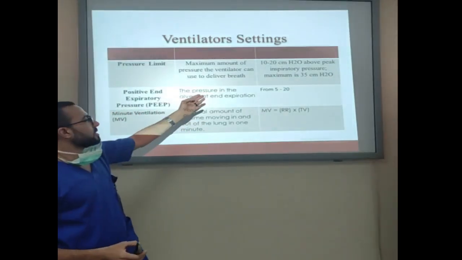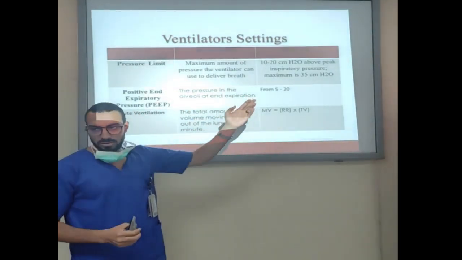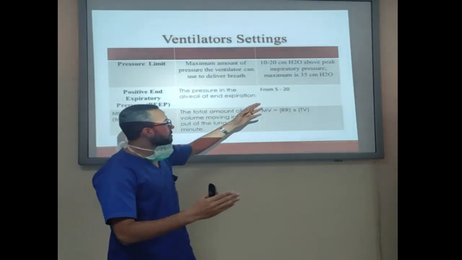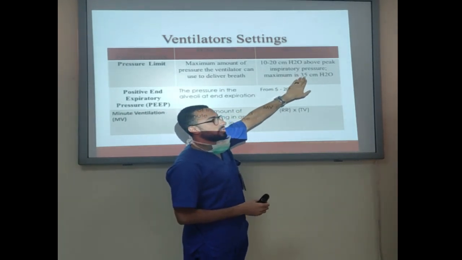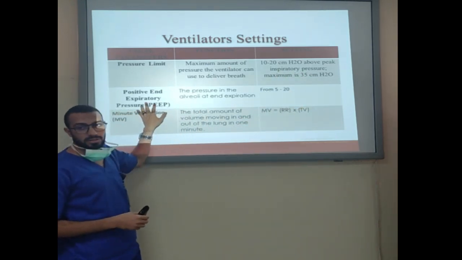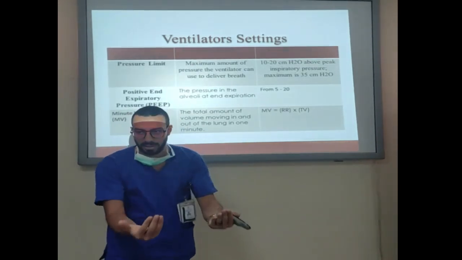So the normal pressure is 2 to 10 centimeter H2O. This is the unit above peak inspiratory pressure. I mean, totally, it will not come more than 35. Okay, so it will not come more than 35. The positive end expiratory pressure, we will talk about it in the PEEP. It means the amount of pressure that will stay in the lung after the expiration.